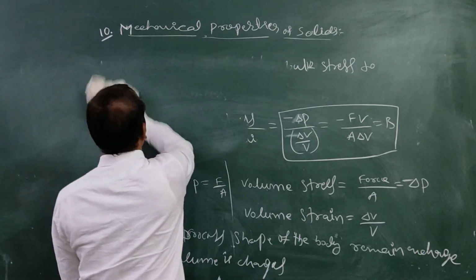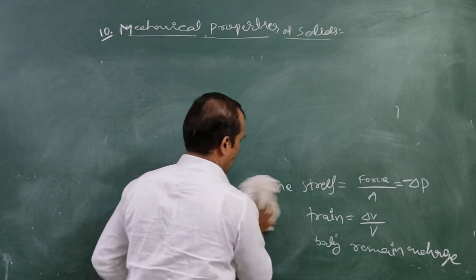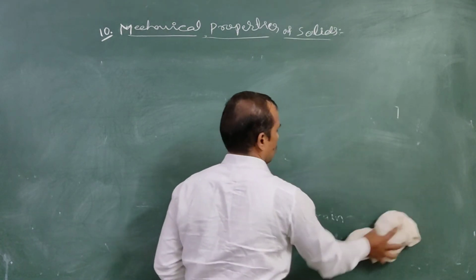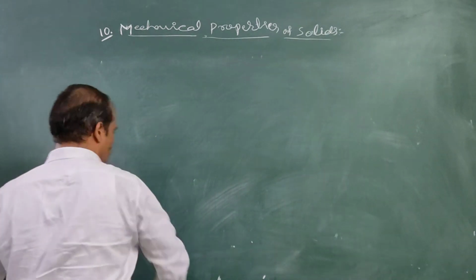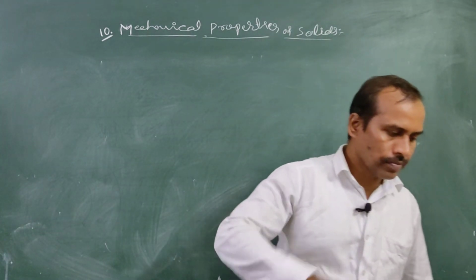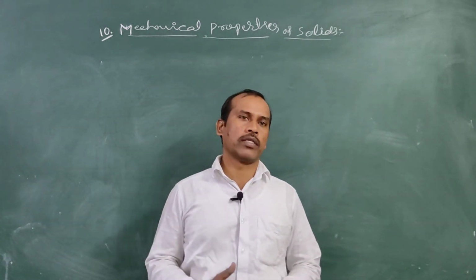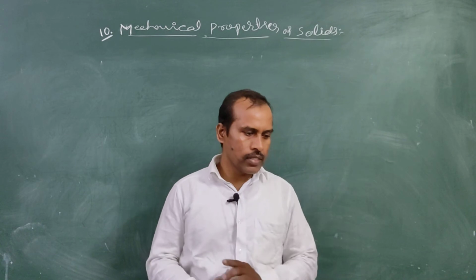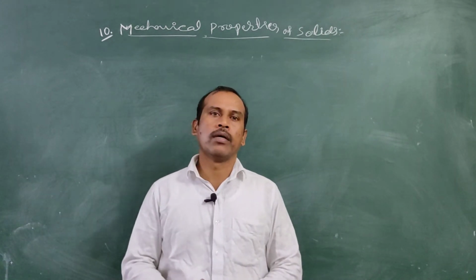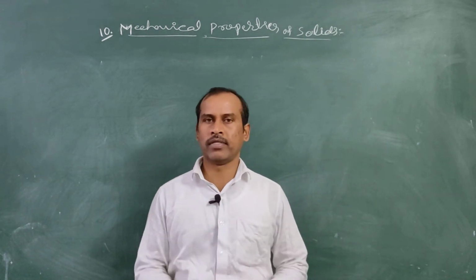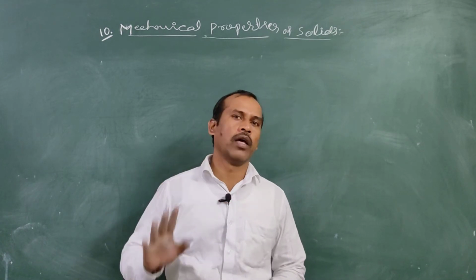Isothermal bulk modulus of elasticity. Now here, isothermal process and adiabatic process. So isothermal bulk modulus of elasticity, adiabatic bulk modulus of elasticity. So the relation between two processes, adiabatic and isothermal.